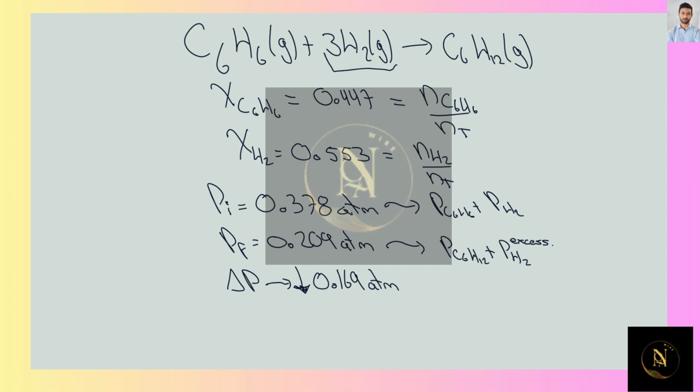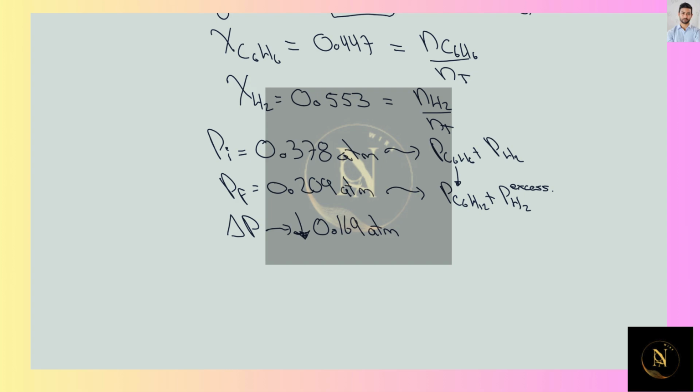How do we know that? We know that the reaction goes to completion. So that means that since we have a one-to-one relationship between benzene and cyclohexane, these pressures are going to be the same. So the only thing that causes this drop is the change of pressure of hydrogen. So the pressure of hydrogen that reacted is going to be equal to 0.169 atmospheres.